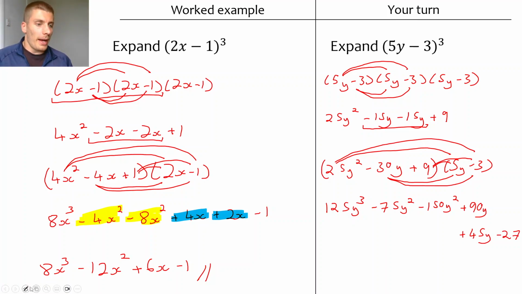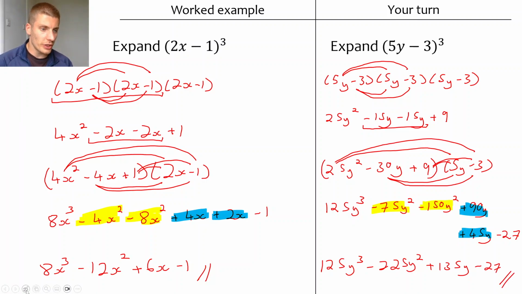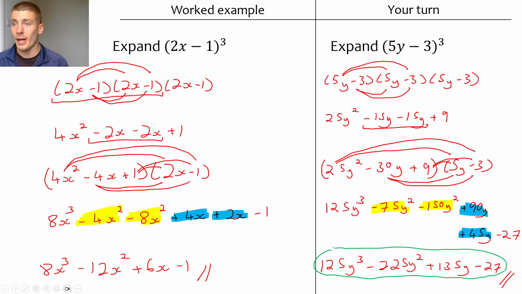Just being really careful with your signs there. And then like before, we collect up your like terms. So you've got a minus 75y squared minus 150y squared. And you've got a positive 90y and a positive 45y. So overall, we're going to go to 125y cubed. Minus 75 take away 150 is minus 225y squared. You've got 90y add 45y is plus 135y, and the minus 27 on the end. So just to make it really clear, this is your answer. And if you got that, very good.